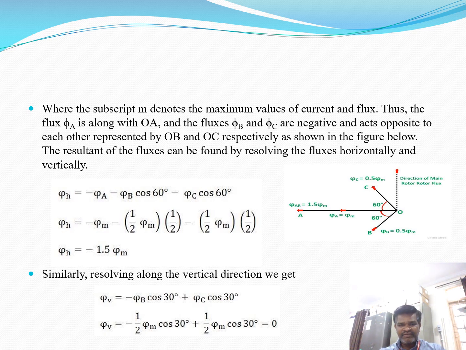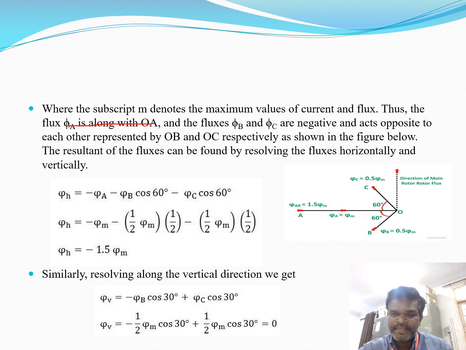At the maximum values of current and flux, the flux phi A is along the axis OA, and from this, phi B and phi C are displaced by 120 degrees. But to get a resultant flux, I consider phi A as the origin, and the negative of phi B is drawn like this, and the negative of phi C is drawn like this. From the phasor diagram, each phase is displaced by 120 degrees.